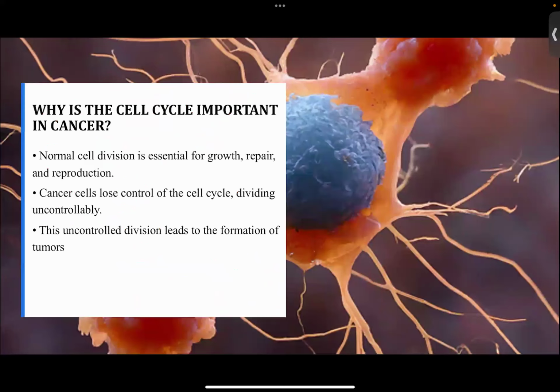So why is the cell cycle important in cancer? Now you know why it is important. Because cancer cells lose this control of the cell cycle, they divide uncontrollably, and this uncontrolled division leads to the formation of tumors.